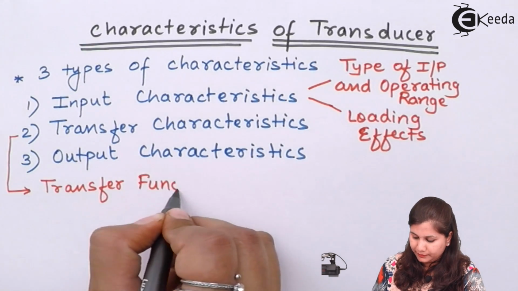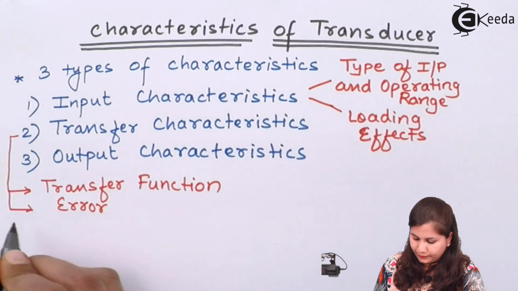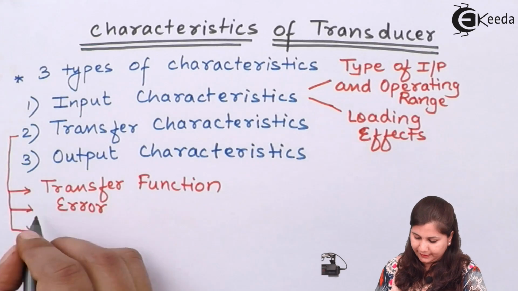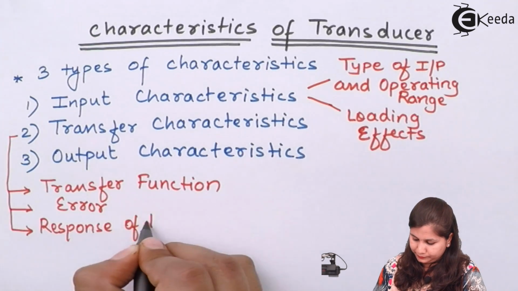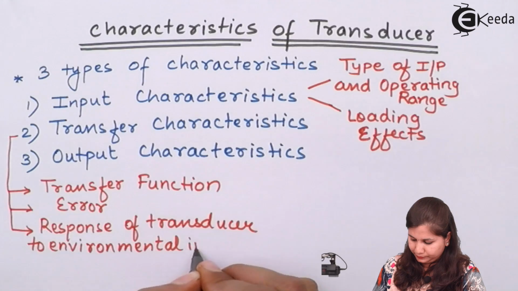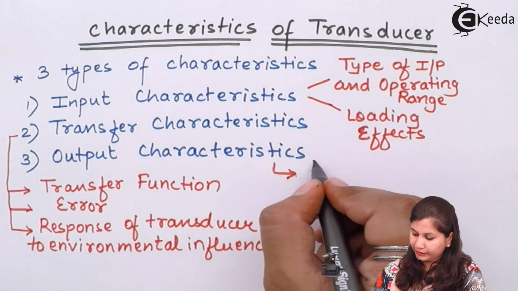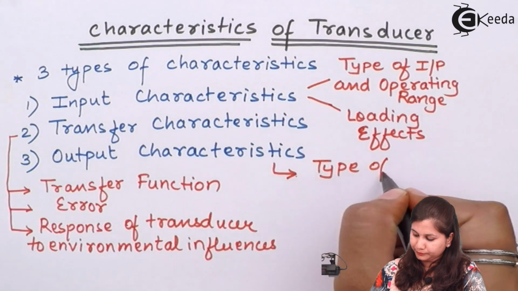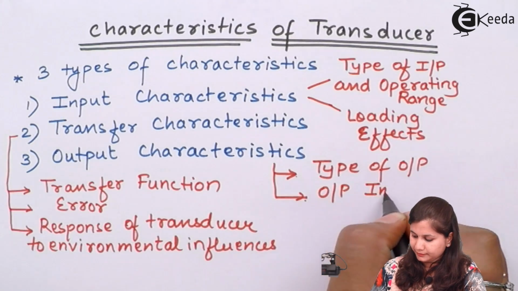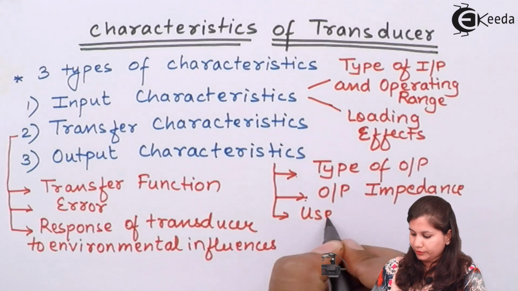transfer function, error, and response of transducer to environmental influences. If we talk about output characteristics, it also depends upon three factors: type of output, output impedance, and useful range.